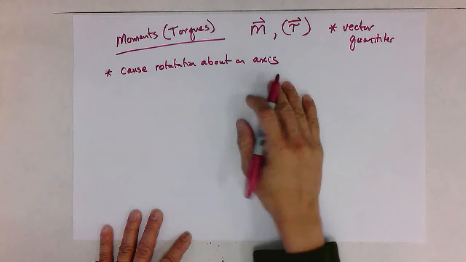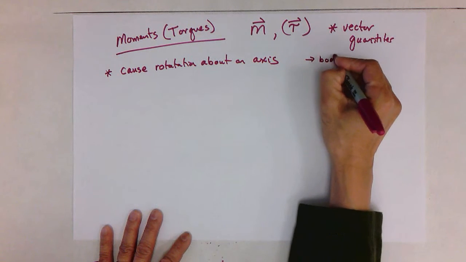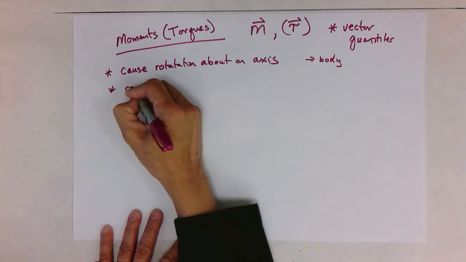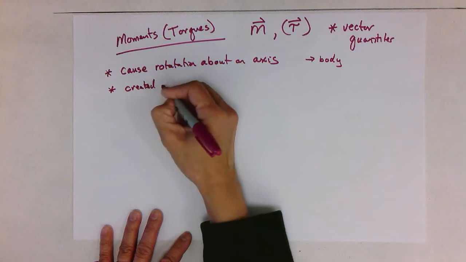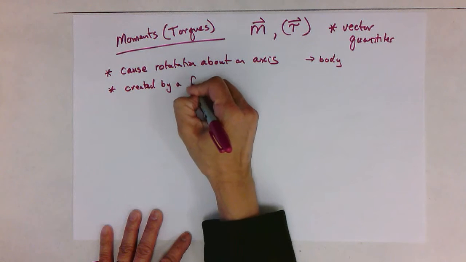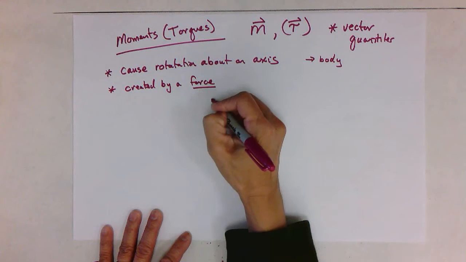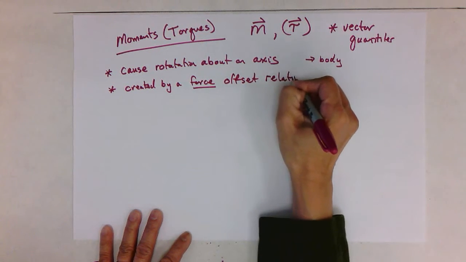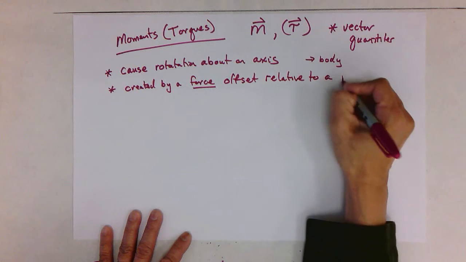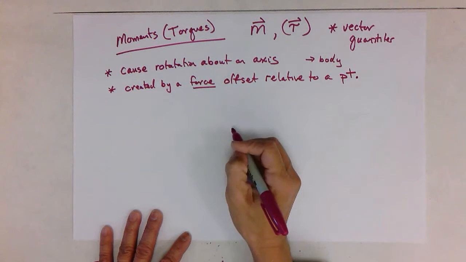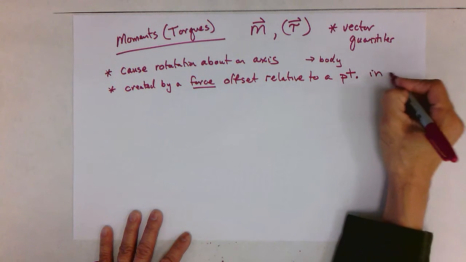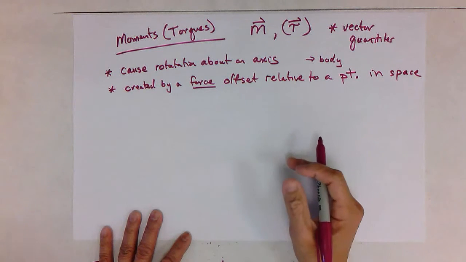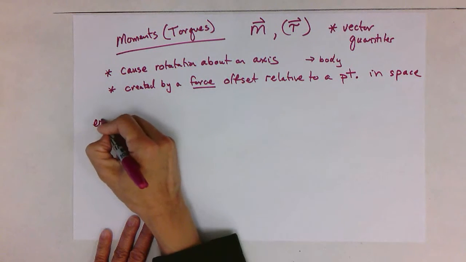Rotation of what? It's typically a body. I'm going to rotate some body about something. And this is created by a force, which is another vector quantity, offset relative to a point in space. I'm going to draw everything in 2D, but conceptually everything of course applies in 3D.